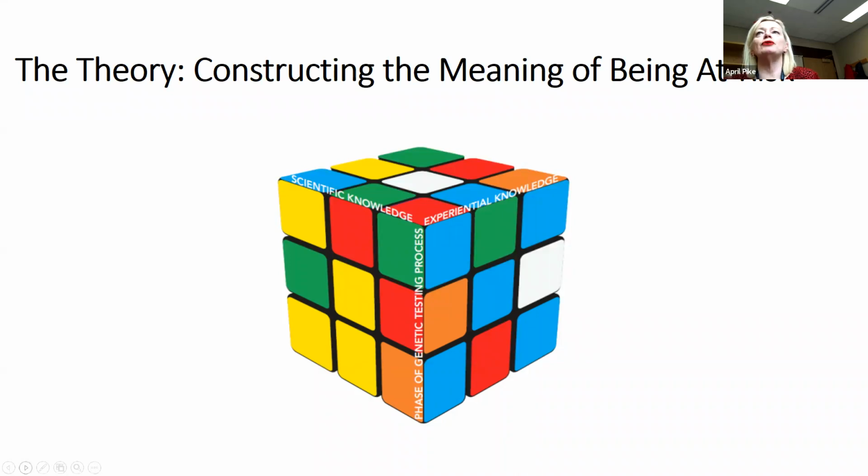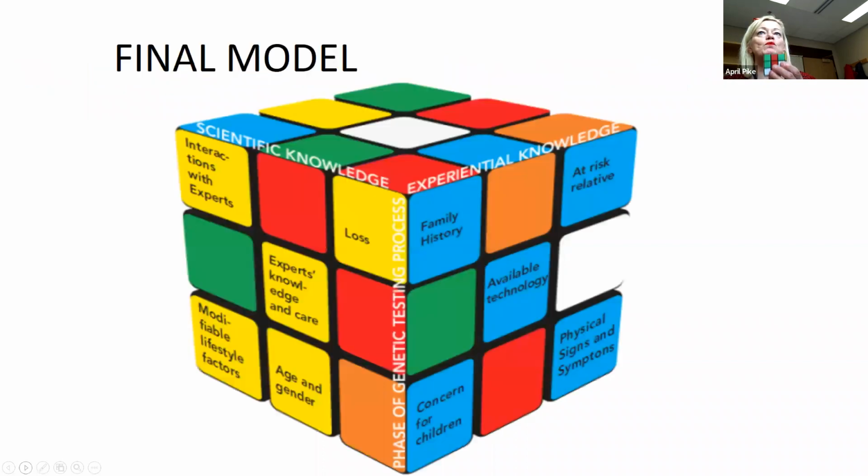So if you think about a Rubik's Cube, and I don't know if you can see this one here, depending on where science was at the time, your experience and knowledge, and where you were in the phase of your genetic testing process, everybody's Rubik's Cube looks different, because everybody's experiences are different, and the context in which they unfold is totally different. So here is my final overall model for the three theoretical constructs.